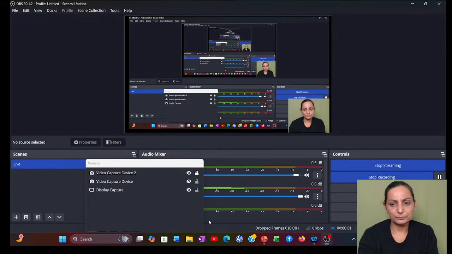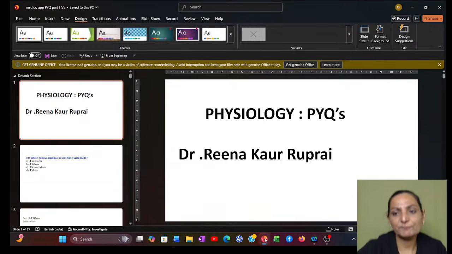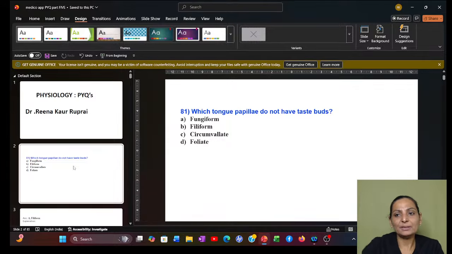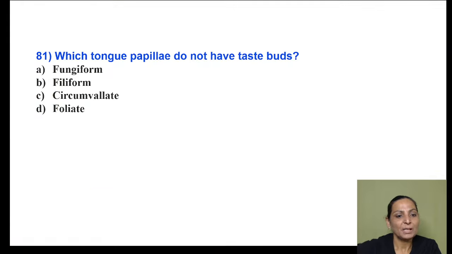Okay, so just with certain few more MCQs. Now, which of the following tongue papillae do not have taste buds?